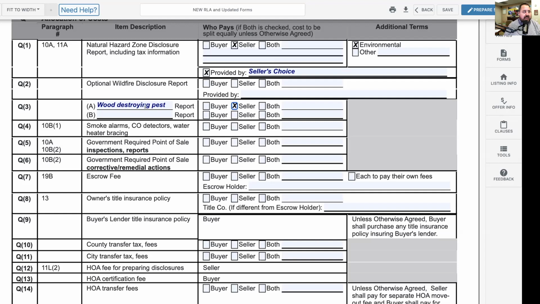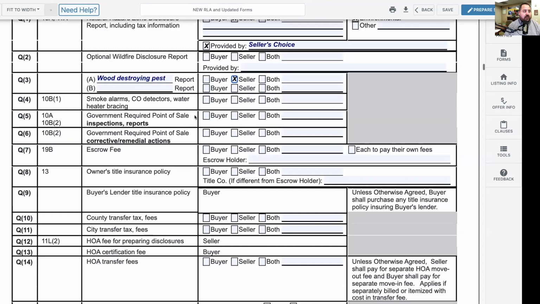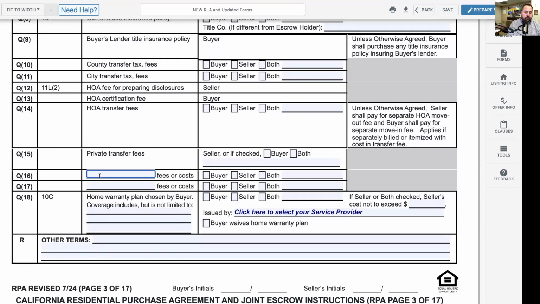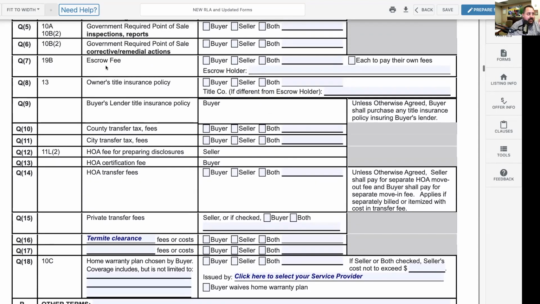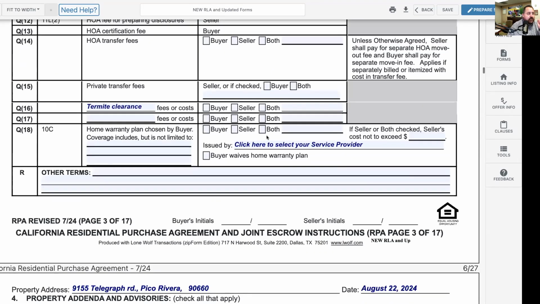But if I have to, I want the seller to provide the report, and I want the seller to do the work. The work doesn't go here. The work goes down here. And it doesn't fit in here. So we could put termite clearance in here. You could change this to termite report, right? Everybody knows what we're talking about. But if I do that here, I must go down here and do the same thing.